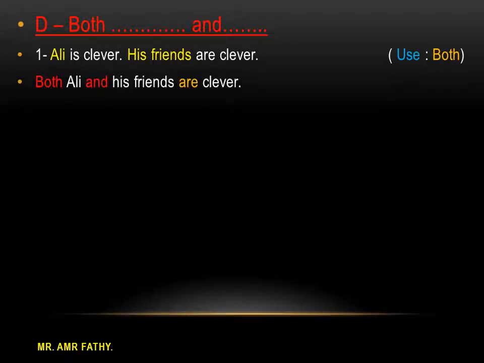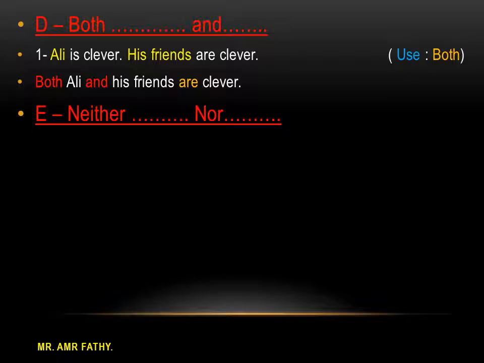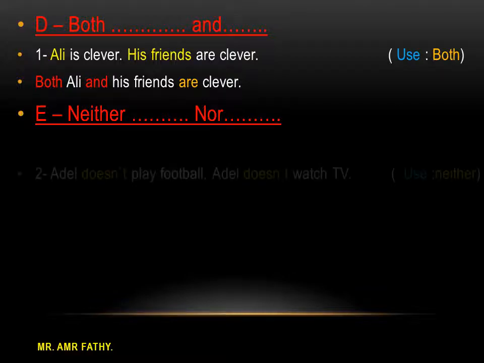Also, we can use both and to express addition. Example: Ali is clever, his friends are clever. Use both. How can I use both here in the sentence? If you want to use both, the sentence will be like this: Both Ali and his friends are clever. Of course, are here follows the second subject. Is it clear?